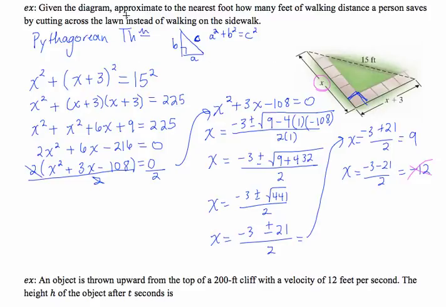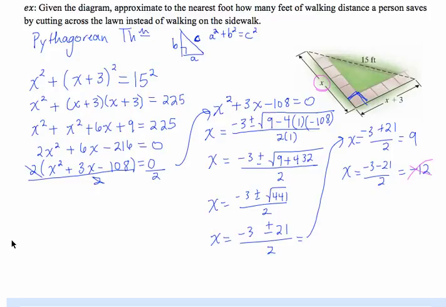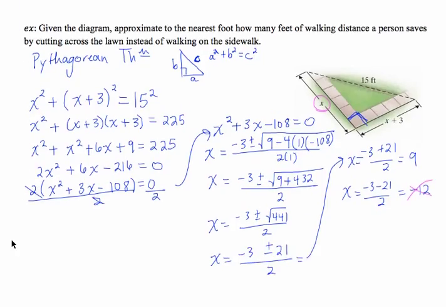Instead, it says approximate to the nearest foot how many feet of walking distance a person saves by cutting across the lawn instead of walking on the sidewalk. So we need to figure out how far a person would walk on the sidewalk on this problem.